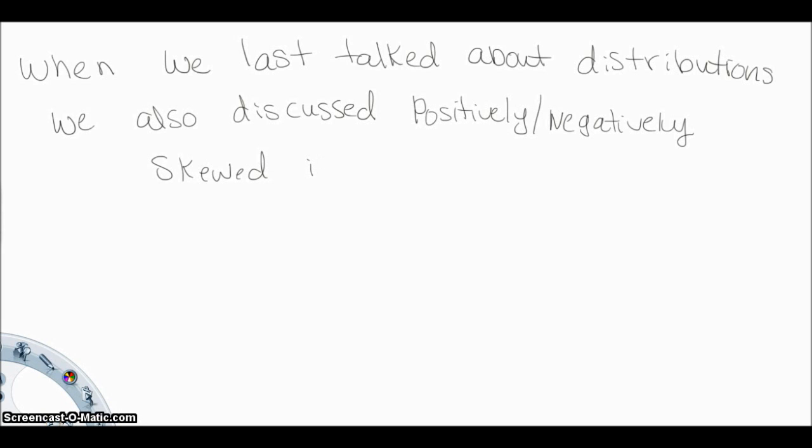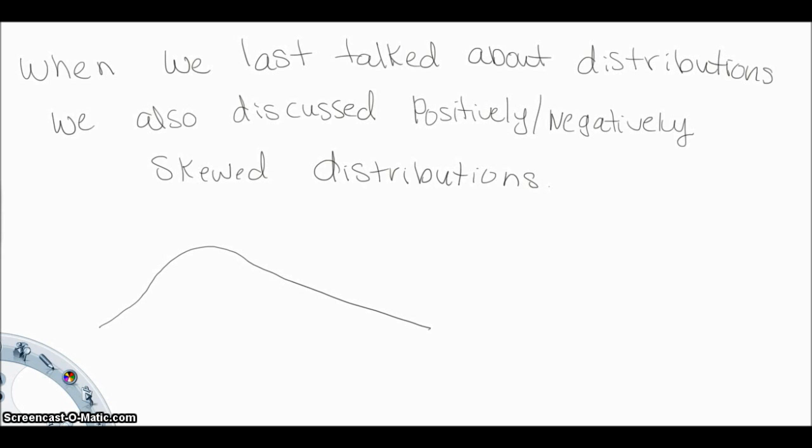So when we last talked about distributions, we also discussed positively and negatively skewed distributions. Now, being able to draw the negative and positive skewed distributions is a little bit difficult as well for me. Even though they aren't symmetrical anymore, I was having a hard time making it look exaggerated. So when we're drawing them, there's going to be a tail on one side or the other. If the tail is on the left side of the curve, it is going to be a negatively skewed distribution.